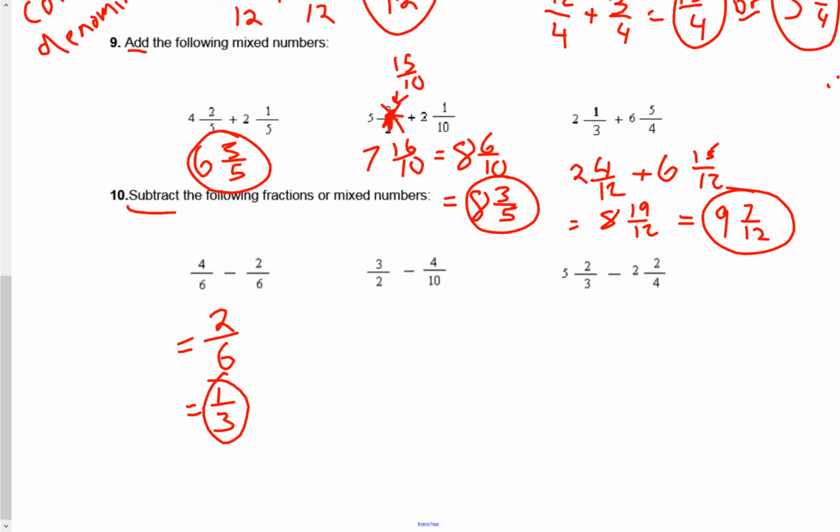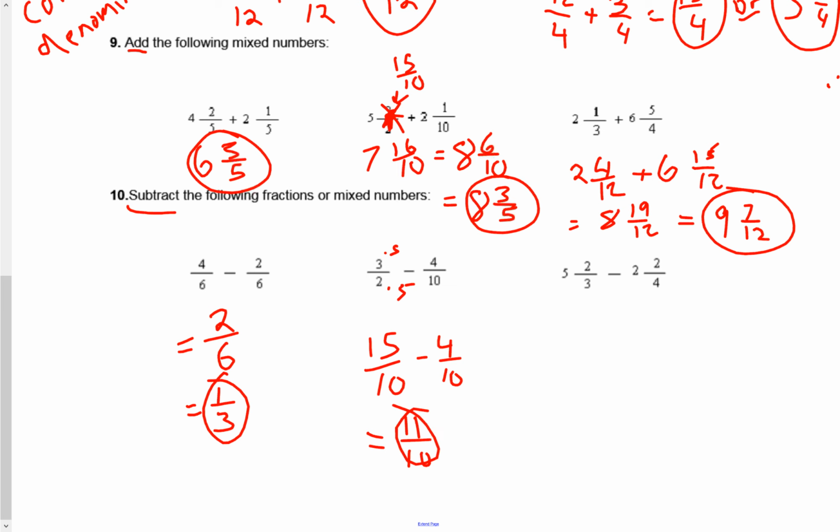The second one, we need to change the first fraction so that we can get it to the same denominator of 10, because that would be the lowest common denominator. So we're going to do that by multiplying by 5 on the top and the bottom. So on the top we have 15 over 10 minus 4 over 10. And that will equal 15 minus 4 is 11 tenths.